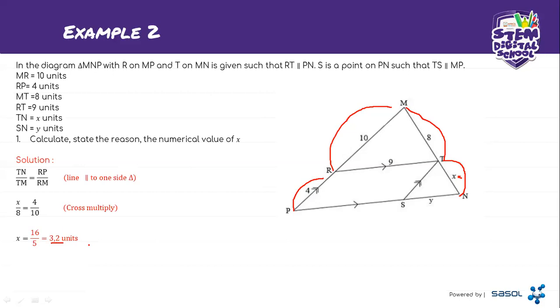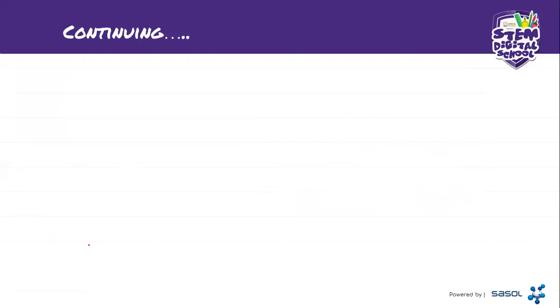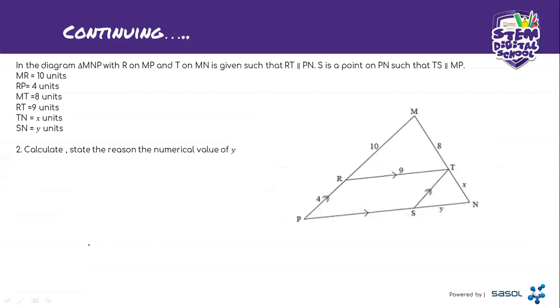It was quite simple and easy, and we just applied what we have learned earlier on when we were referring to the ratios. All right, the question still continues. Now, don't forget that we have determined this value of X, which was 3.2. Calculate this and state the reason for the numerical value of Y. We are now looking for Y.